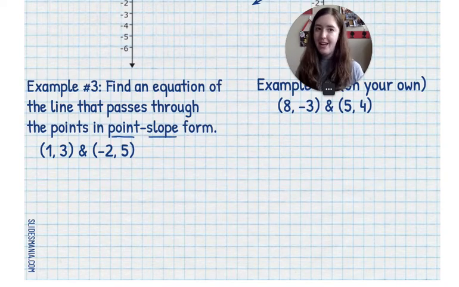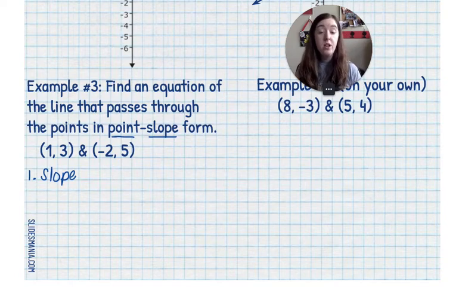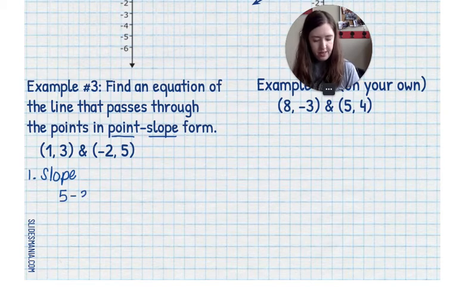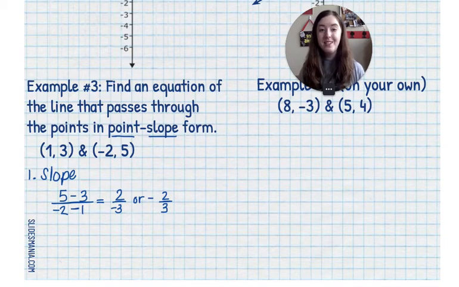So first of all, we already have 2 points, so we don't have to worry about that. Now we have to find our slope. So that's the first thing I want to do, is find my slope. So remember, slope is always y over x, right? So I'm going to take my y2 minus y1 over x2 minus x1. And we'll end up with 2 over -3, or you can just think of that as -2/3. So there's my slope right there.